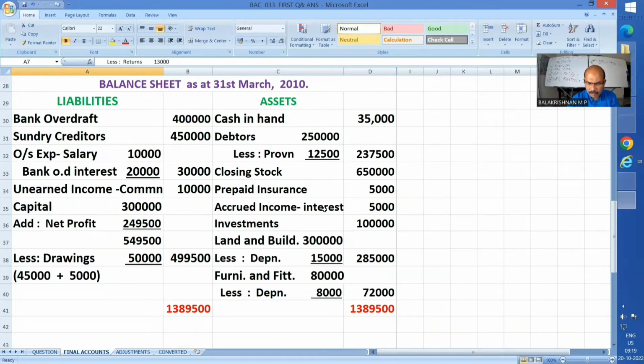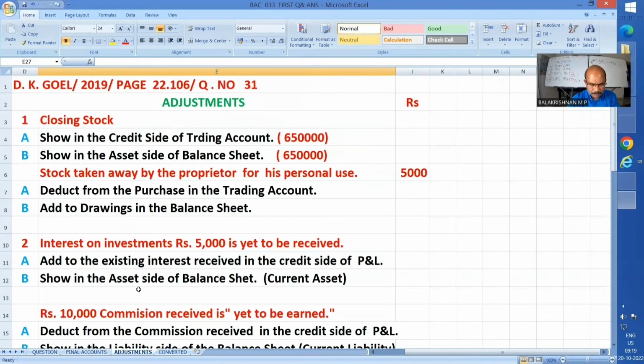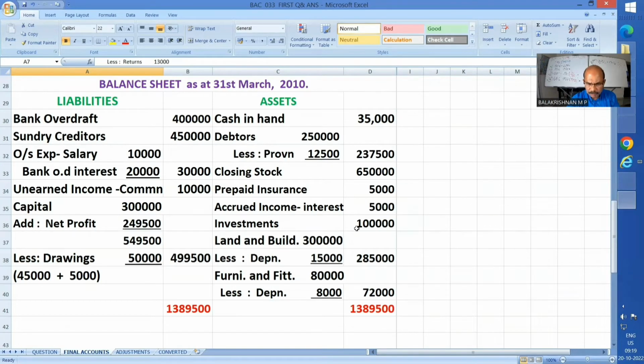Accrued income 5,000, I have already told you now. Hope you remember that interest on investment, rupees 5,000, is yet to be received. Okay, so that is also there. Investment is there. Land and building, less depreciation. Furniture and fittings, less depreciation. Okay, both the sides of the balance sheet tally, and I have ensured the proper marshalling of a balance sheet also. So that's all as far as this first sum is concerned.